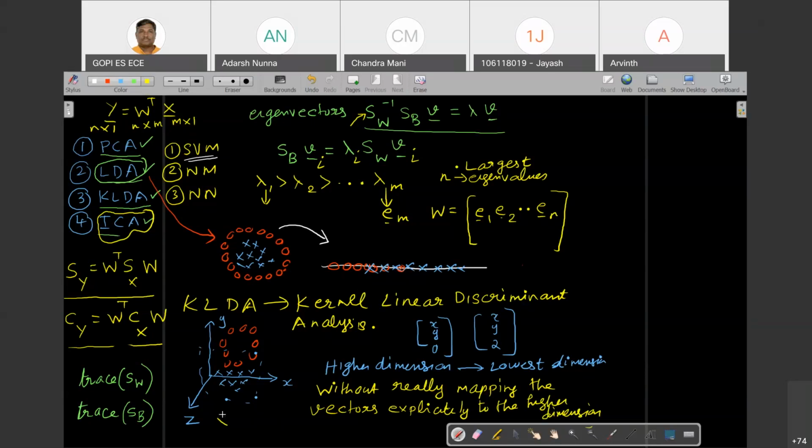I'm repeating once again, the kernel trick is used in many places, in kernel LDA, and we are going to use this trick in SVM also. This is very important, that kernel trick. We are going to discuss this KLDA in the next class. That is our question here.